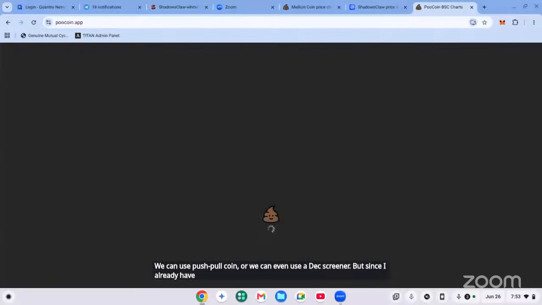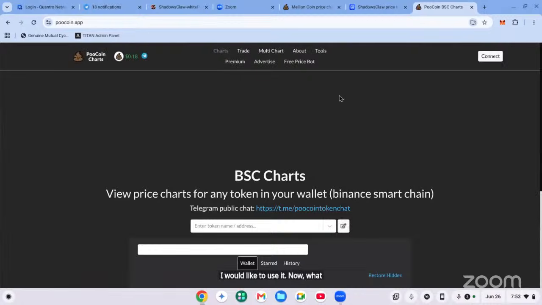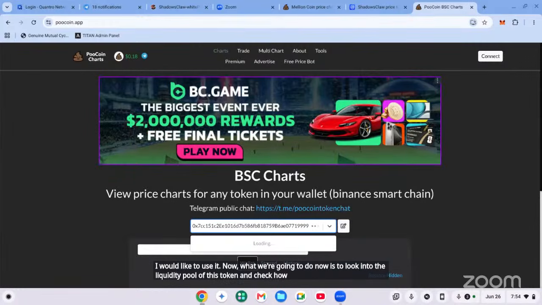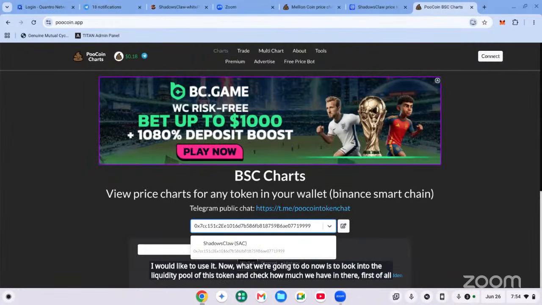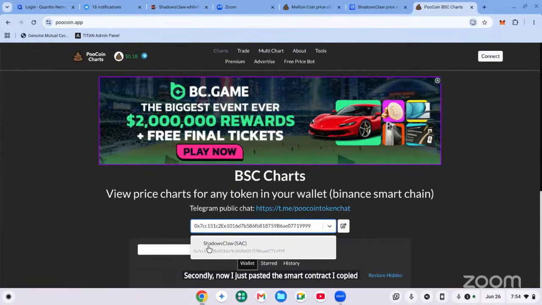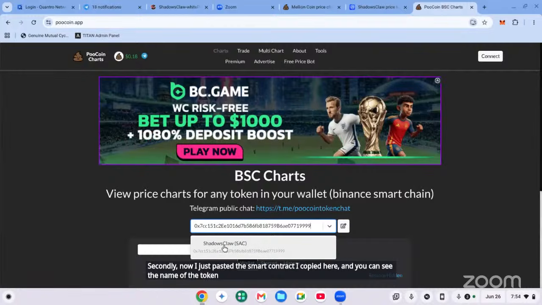But since I already have Pool Coin on my screens, I would like to use it. Now, what we're going to do is look into the liquidity pool of this token and check how much we have in there first of all. Secondly, I just pasted the smart contract I copied here, and you can see the name of the token showing right here as Shadow's Claw.